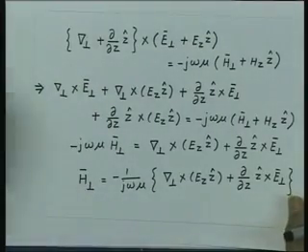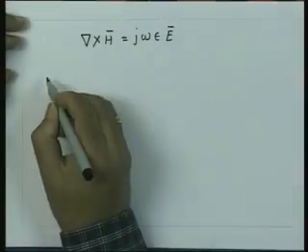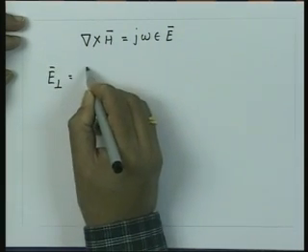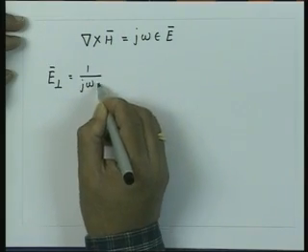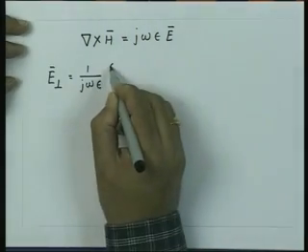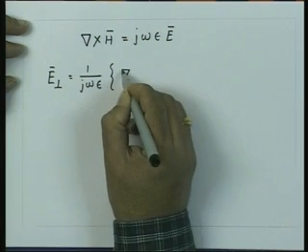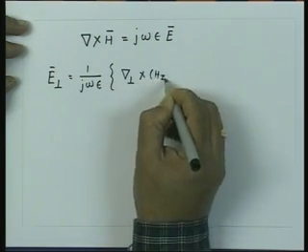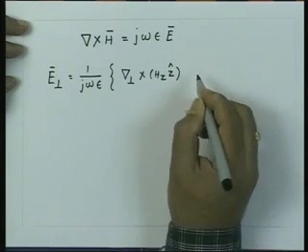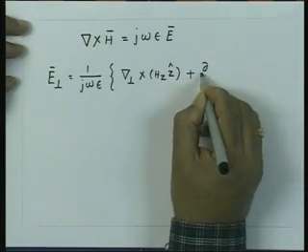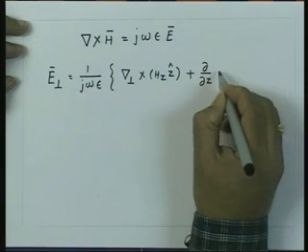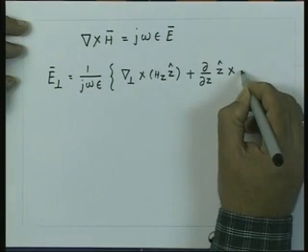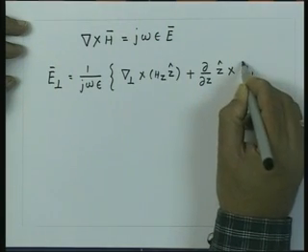the transverse component of the electric field, E transverse, equal to 1 upon j omega epsilon, del transverse cross z Hz, plus d by dz z cross H transverse.